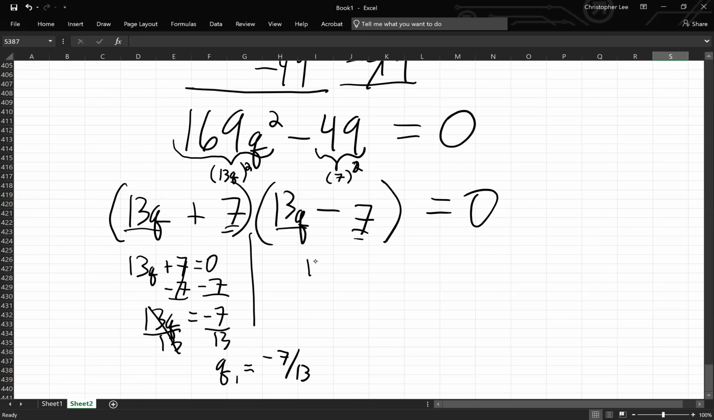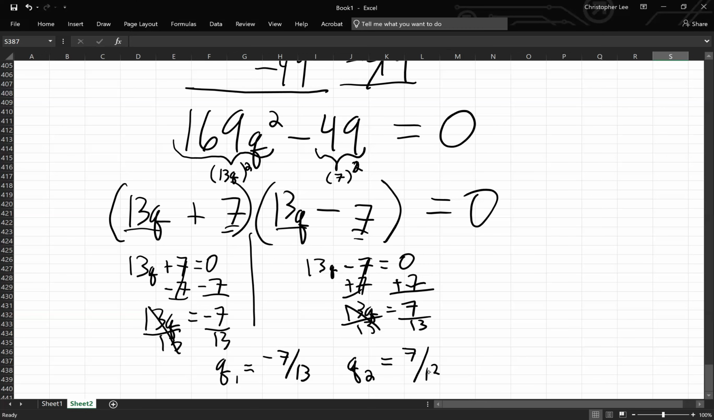And then for the other side, 13q minus 7 equals 0. I'm going to add 7. What you do to one side, you do to the other. 13q is equal to positive 7. Divide by 13. What you do to one side, you do to the other. q2 is 7/13. And that's it. That's the whole problem.